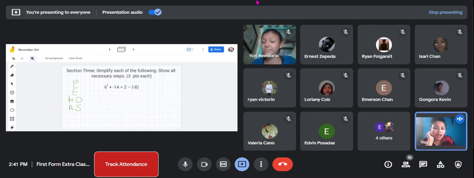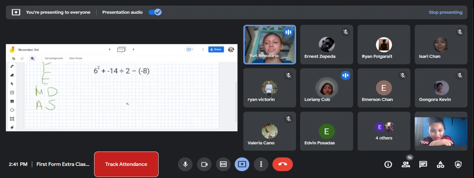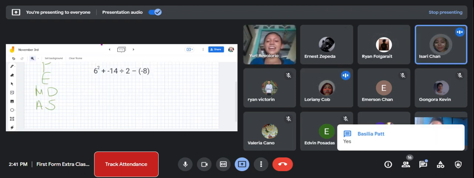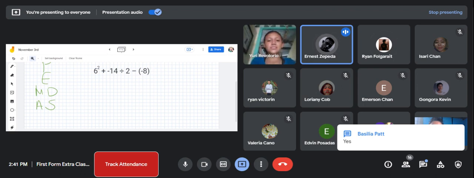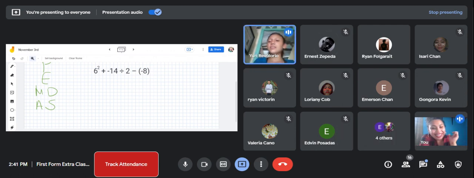Let's see. Do you see parenthesis in this question? Yes, negative 8, but separating the subtracting sign from the negative sign. Okay.